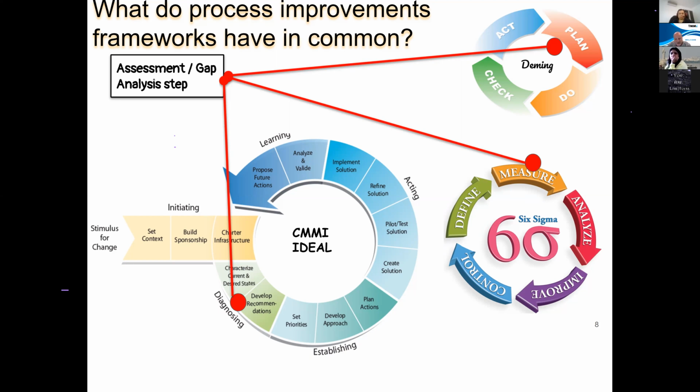TMMi uses IDEAL, just like the CMMI, and you can see down here, in this diagnosing phase is where the TMMi uses an assessment. Up here in the Deming, somewhere around planning is where they do their measurements and gap analysis. And for Six Sigma, right around measure is where they start measuring processes and performing their gap analysis. So this is probably what TMMi is most recognized for, their assessment framework. But again, they're really a test process improvement framework where they start with an assessment.